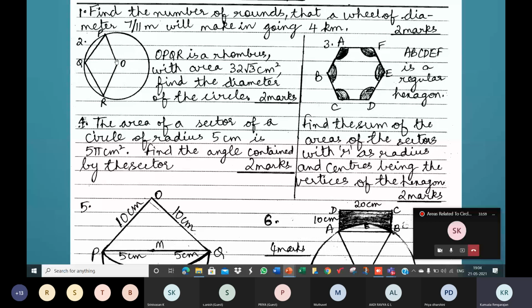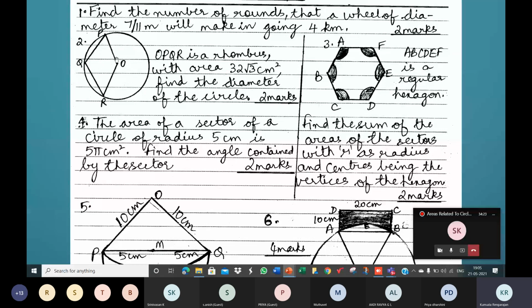So since OP is a radius, the length of PQ, PQ cannot become the radius of the circle, but the length of PQ is equal to the radius of the circle. Similarly, the length of QR is equal to the radius of the circle. Okay, so that's one thing. Now, when you join OQ, OQ is also the radius.